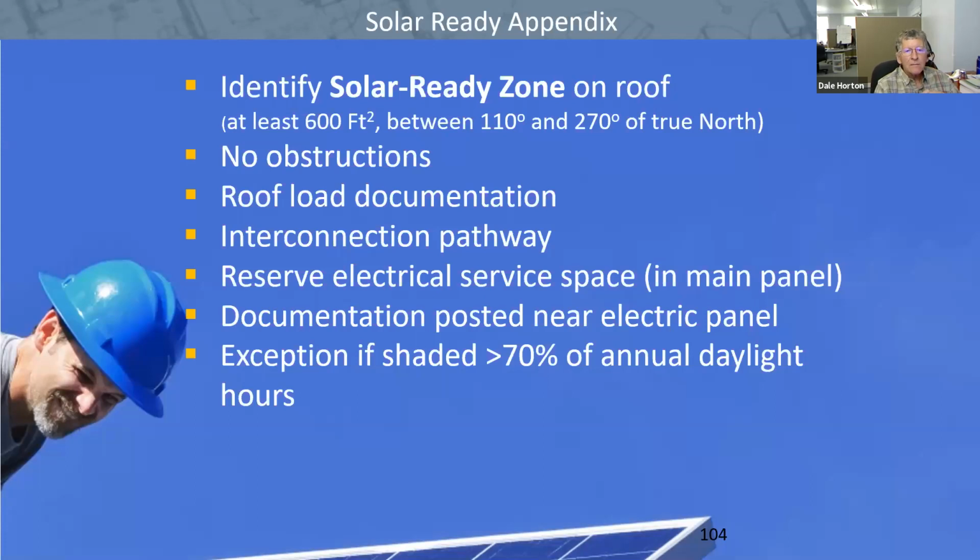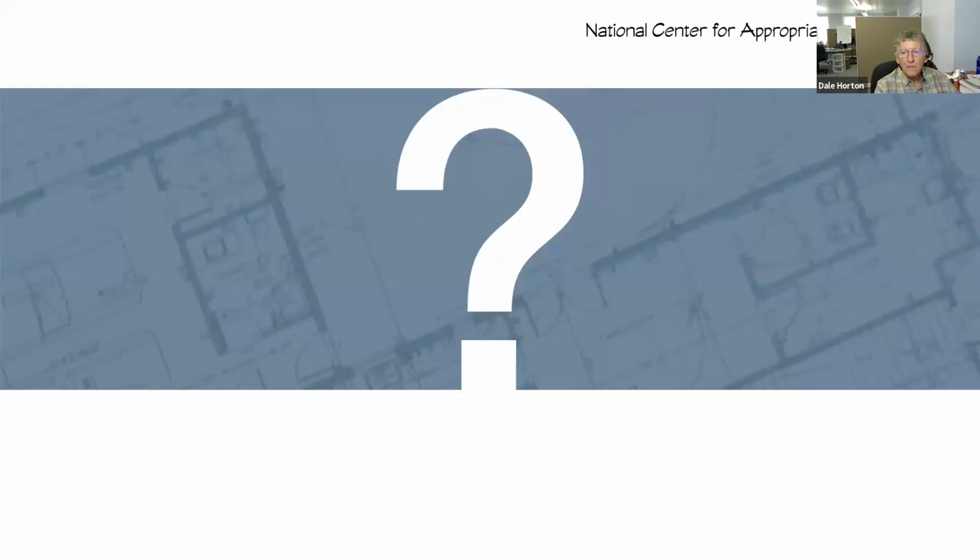I could see Missoula, Bozeman considering adopting the Solar Ready Appendix for their areas. Other areas may absolutely choose not to, but the state has to decide if the local jurisdictions are going to have that option. Any questions?